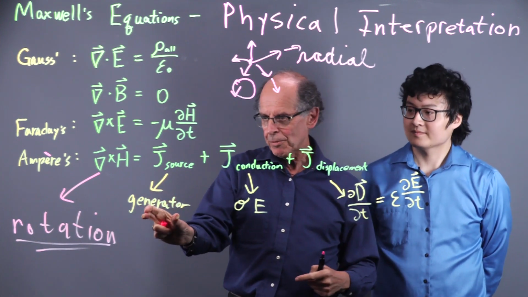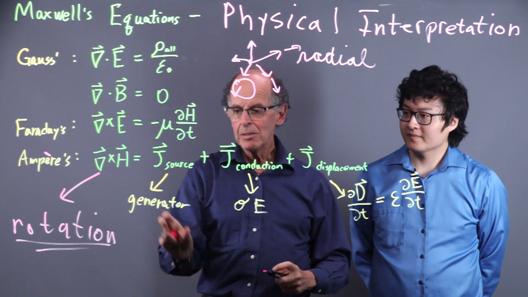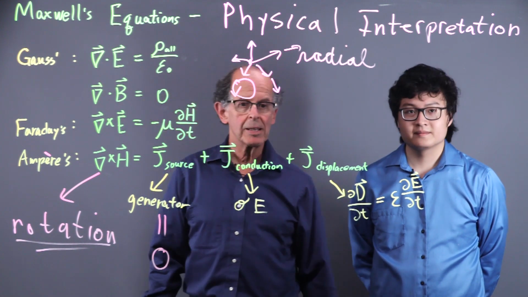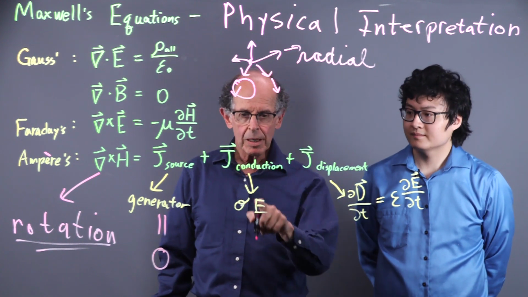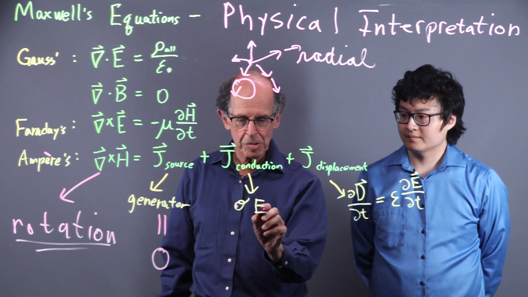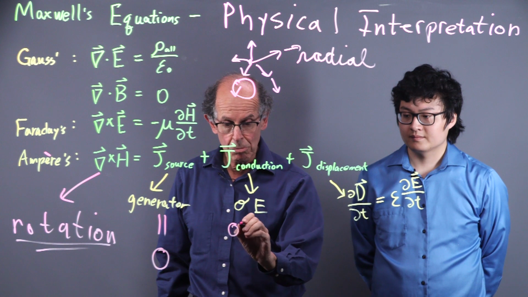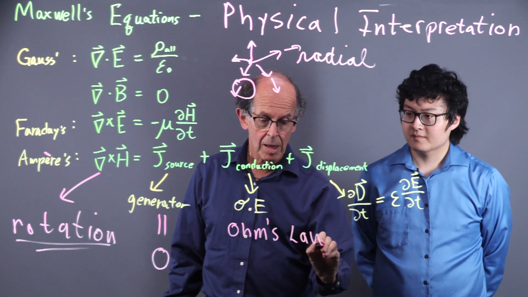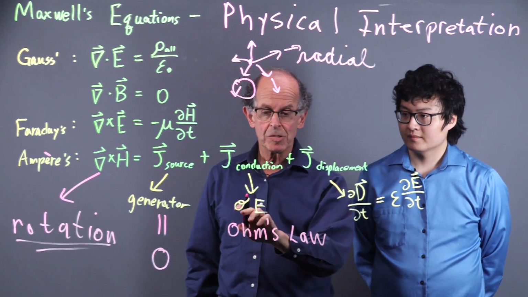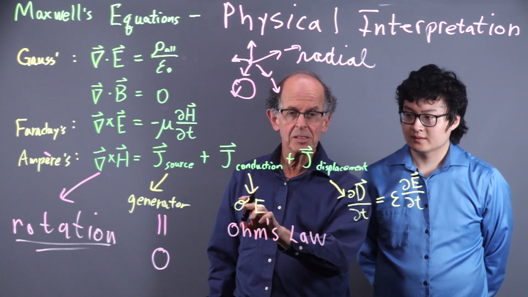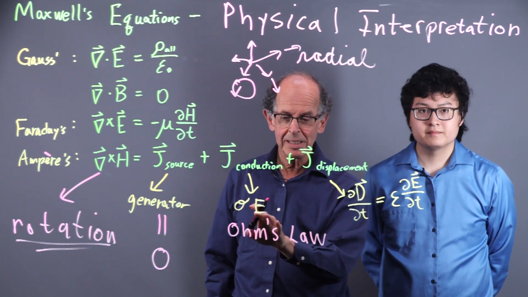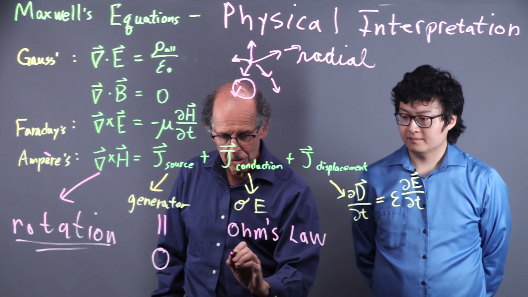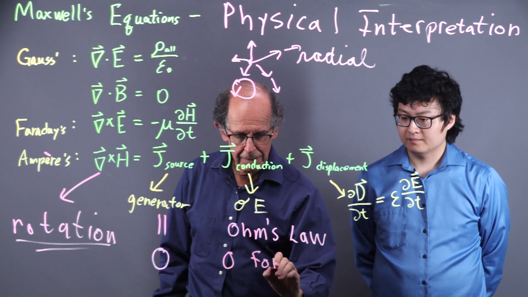Yeah, the curl has to do with rotation, and we're going to look at that in great detail later on. What's the source of that rotation are these current densities. So for the source, a generator, we're going to often in this class assume that it's 0. This J is equal to sigma E is actually Ohm's law. And if sigma, the conductivity, is very low, that's like an insulator, so this is going to go to 0. So this is 0 for an insulator.